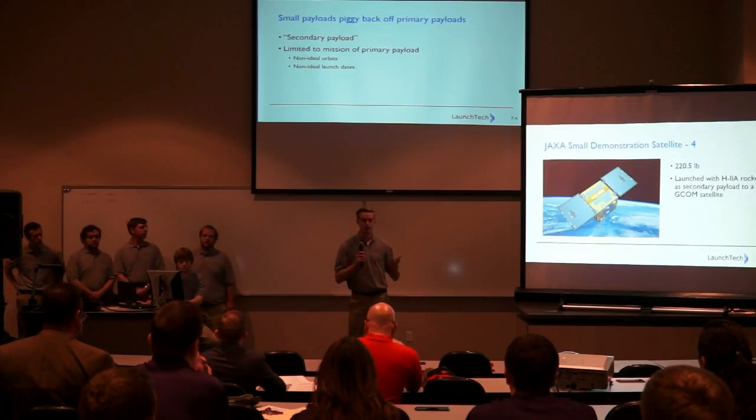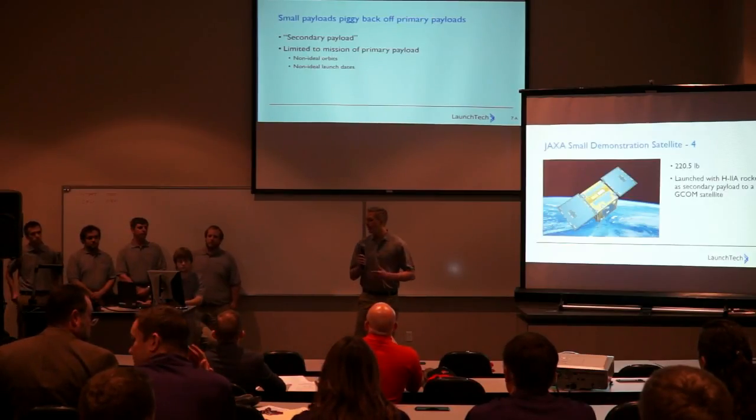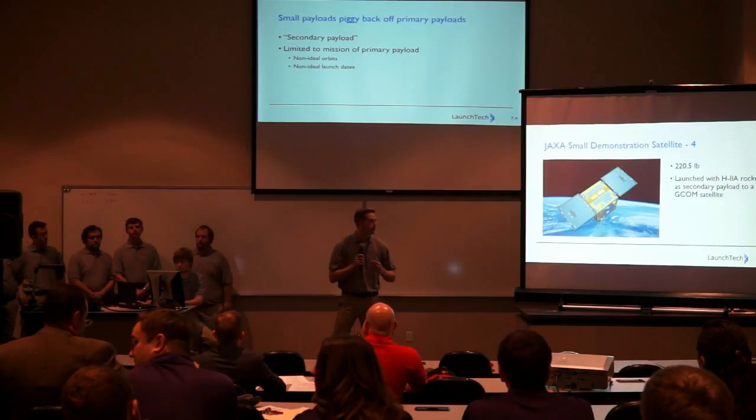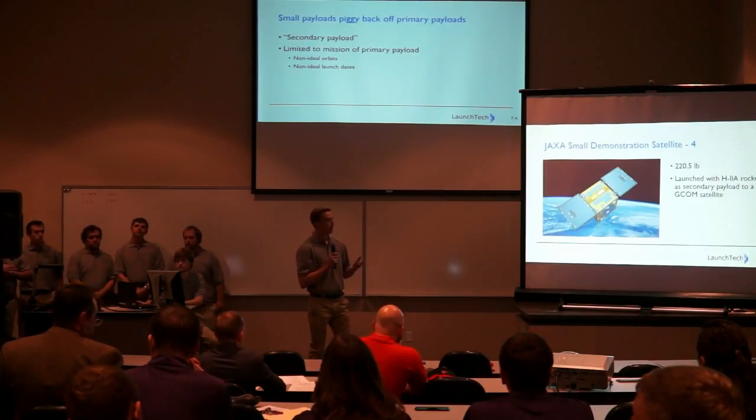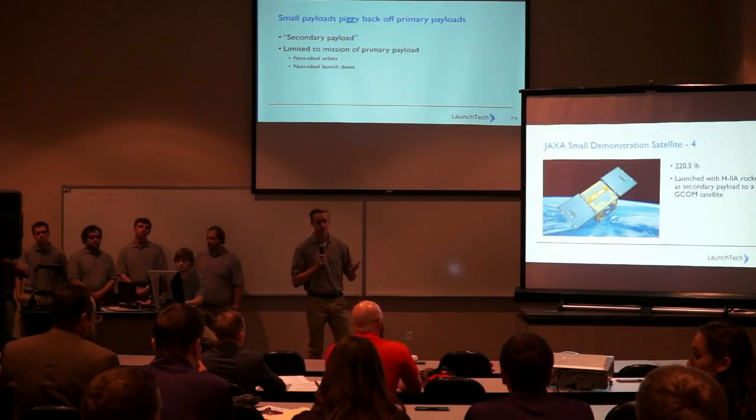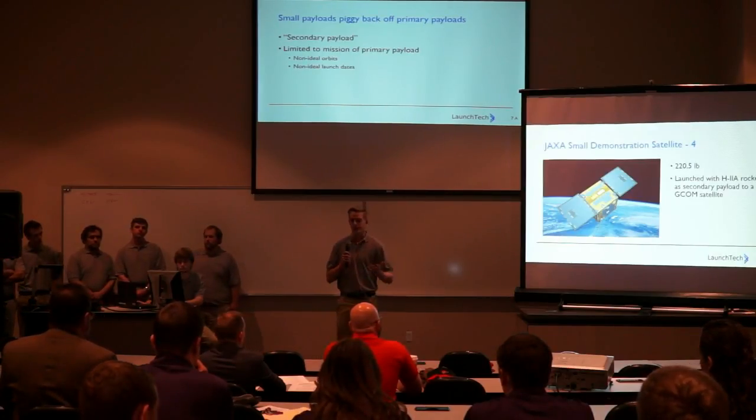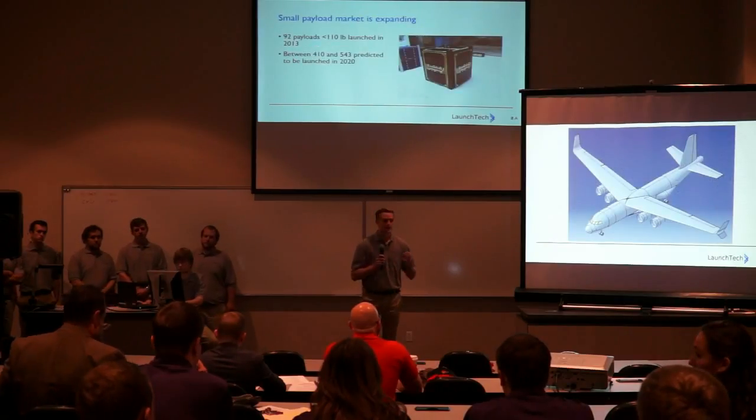So they're limited to the orbit of the primary payload. And this is not ideal for the small payloads. An example of this can be seen on the secondary screen. This is a small demonstration satellite number 4. It was a 220-pound payload, and it was launched on an H-2A rocket as a secondary payload to the DCOM satellite. And this is not just one case.